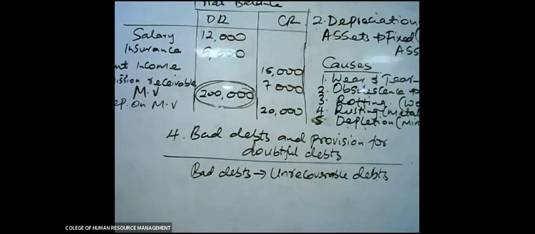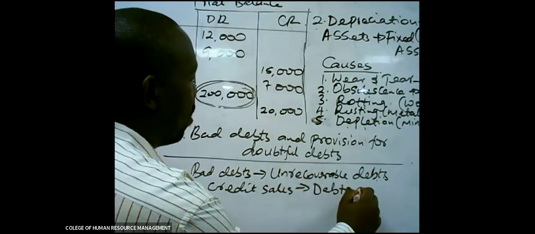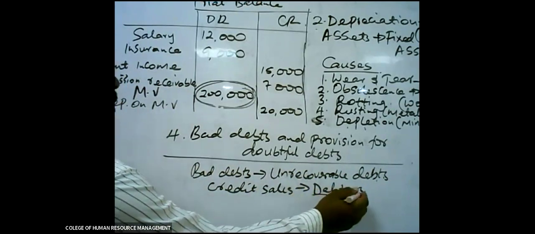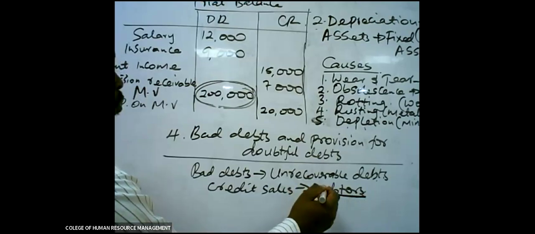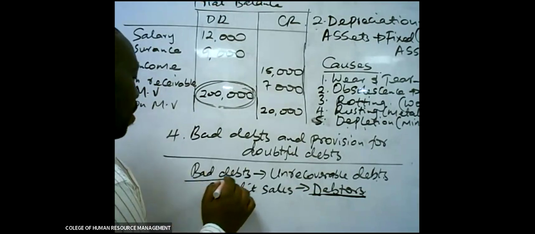And they arise as a result of credit sales. The credit sales, they create people we call the debtors. When you sell goods on credit to your customers, those customers who buy those goods are regarded as debtors. So some of those debtors might never pay you. And when they never pay you and you have confirmed that they will never pay you, you treat those amounts as bad debts.